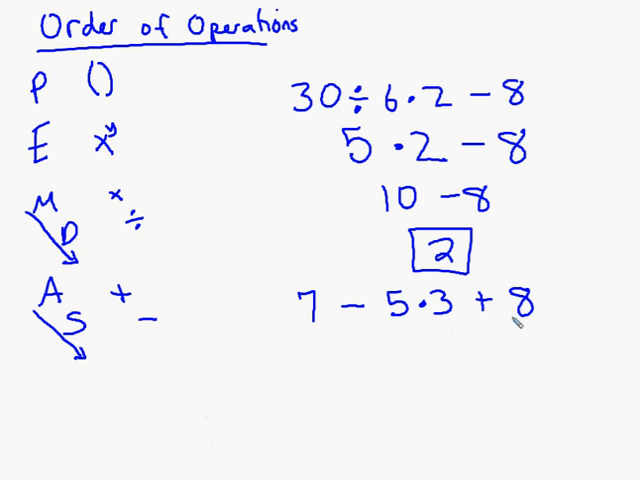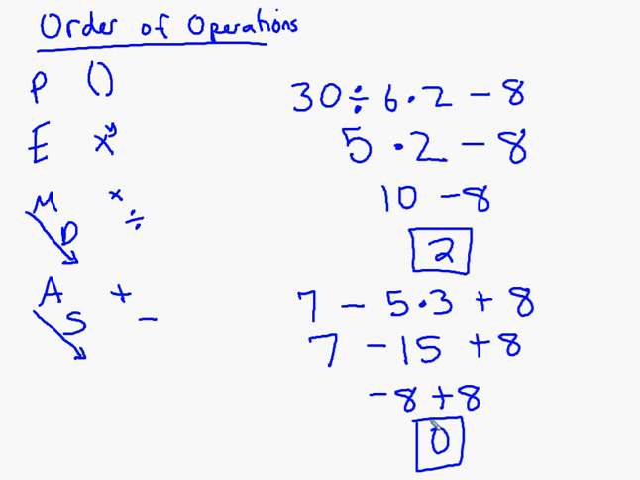How about this one? We should multiply. So 7 minus 15 plus 8. Notice all our work should be going downward. Okay? And then what do we do next? So what's 7 minus 15? Good job. Negative 8 plus 8 is? 0. Good job. 0. So 0 is our answer there.